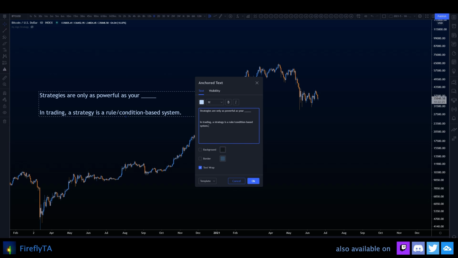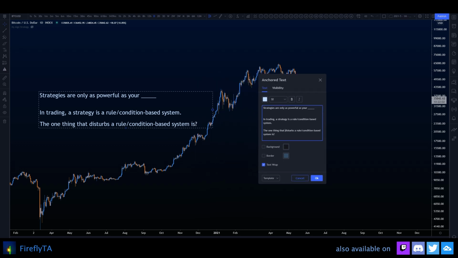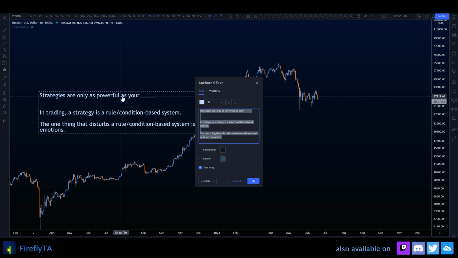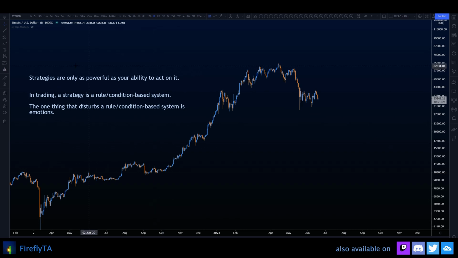And the one thing that is disturbing a rule and condition-based system is emotions. So strategies are only as powerful as your ability to act on them. This means that emotions tell you different things. Look, you see this kind of uptrend. You see a trend line running through here. It gets broken. Your strategy tells you to buy because of condition X.